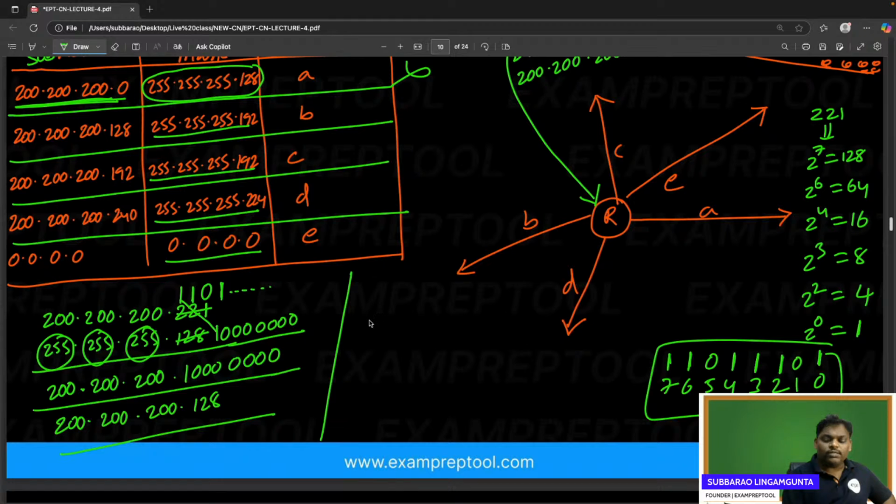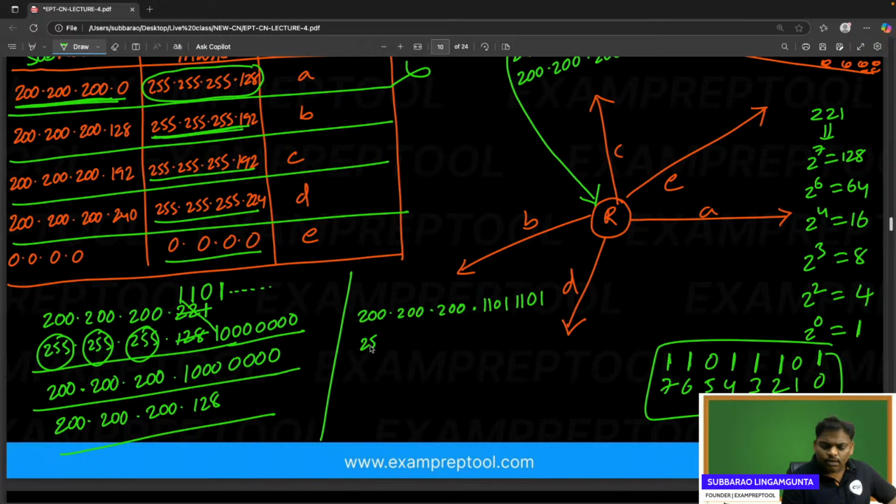Now see the answer again. 200, 200, 200, everyone observe. Three 200s. Next one, the destination IP is what? 221. 221 binary number, everyone knows: 1101. Now see this one. That will be ANDed with the second row subnet mask.